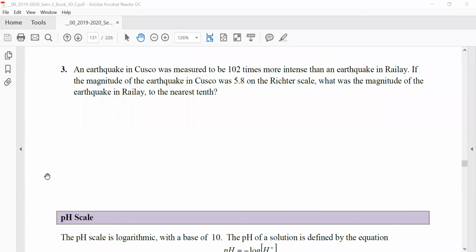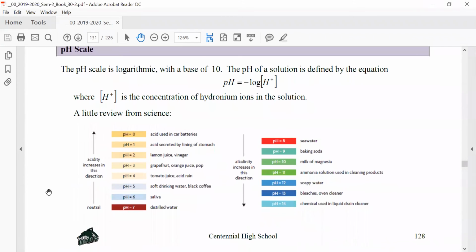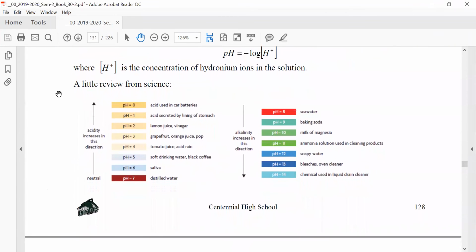Now, pH is a little tricky because some of you haven't done science in a long, long time, whereas some of you are currently in science. So what I need you to remember is pH goes from 0 to 14, 0 being very, very acidic, and 14 being very, very basic.